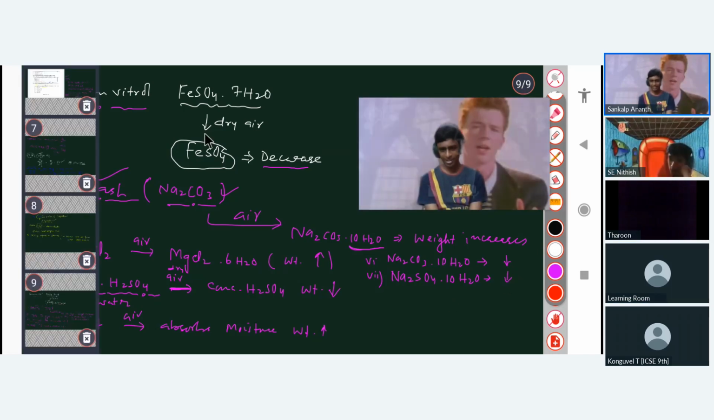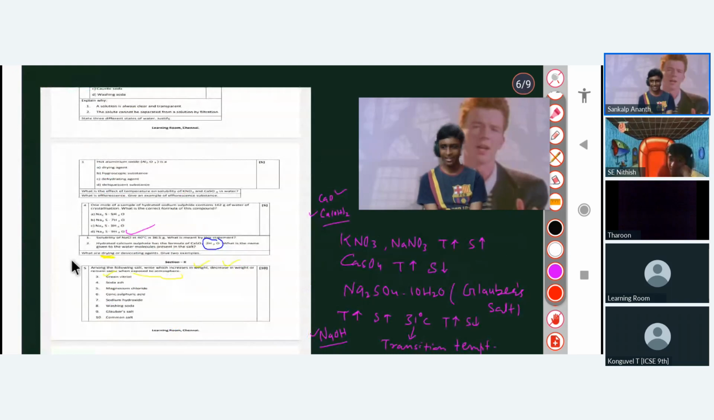Hey Nitish, you're unlucky. Most of them decreased. You wrote everything increased, right?